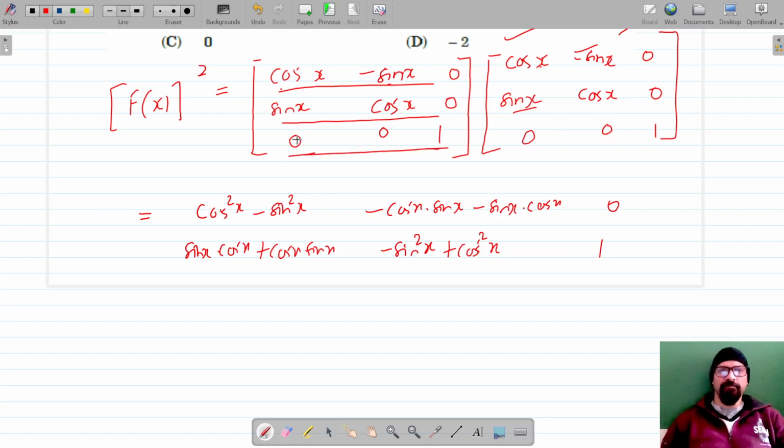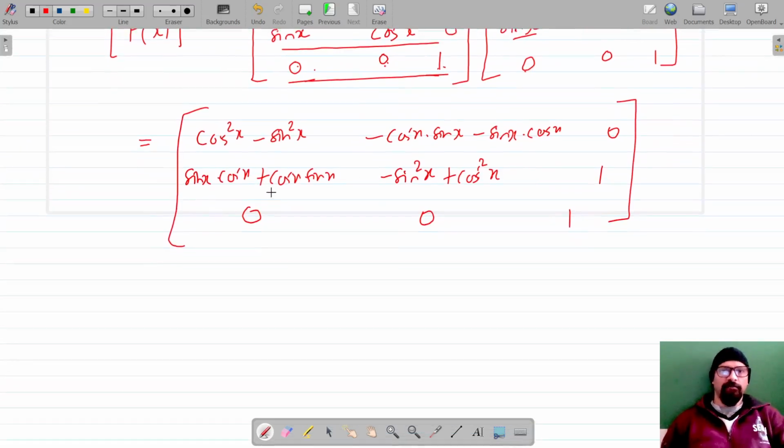Okay, now the third row: 0 into cos x is 0, 0 into sin x is 0, and 1 into 0 is 0. So this element is 0. Now 0 into minus sin x is 0, 0 into cos x is 0, and 1 into 0 is 0. So this is also 0. And 0 into 0 is 0, 0 into 0, and 1 into 1 is 1.